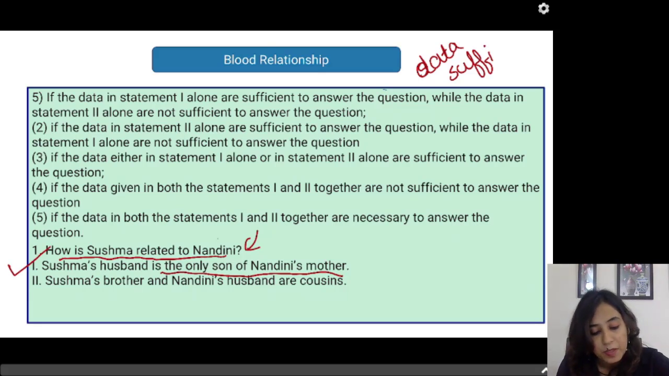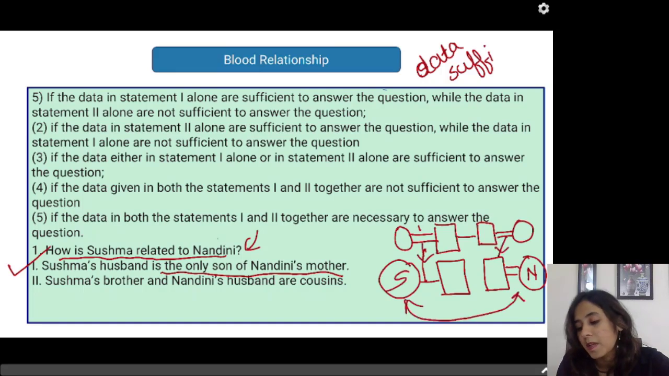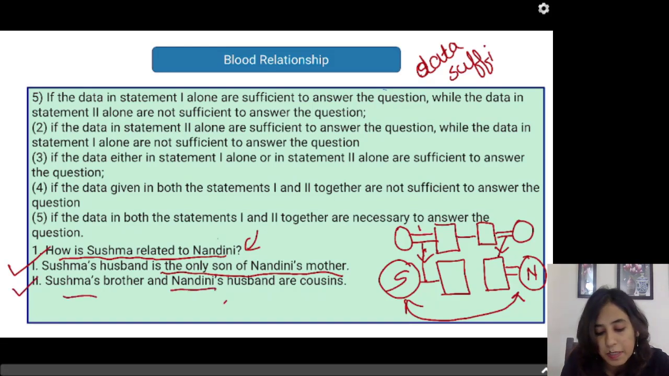Sushma's brother and Nalini's husband are cousins. So we have Sushma here, whose brother and Nalini's husband. So here we have Nalini's husband, and both of these are cousins. So which means Sushma's parents are siblings with Nalini's husband's parents. Again, in the second statement, in this case, they are sister-in-laws. The second statement also states that Sushma and Nalini, they are sister-in-laws, though they are cousin sister-in-laws.